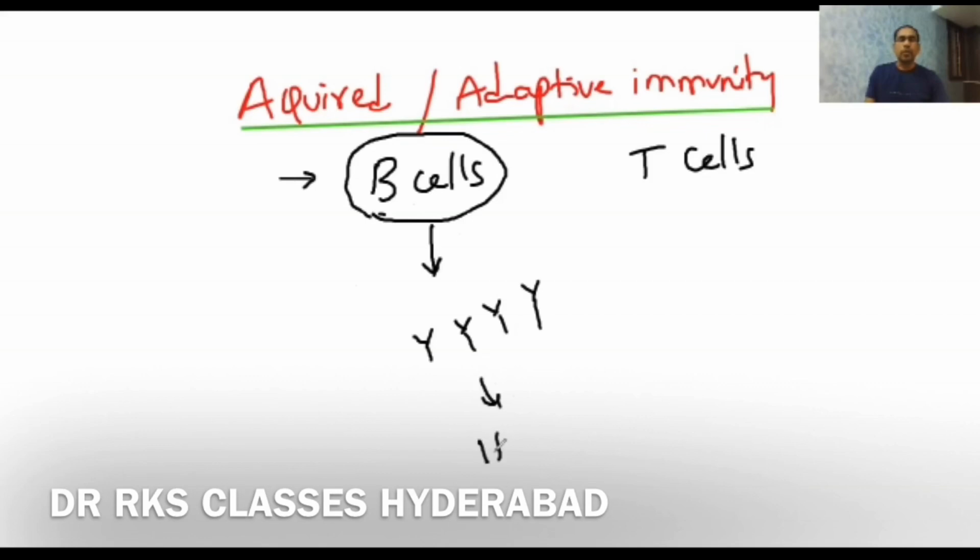and released into the humors. Now here humors are nothing but body fluids. These antibodies can fight with the antigen. Immunity that is mediated by the antibodies found in humors is given the name humoral immunity.